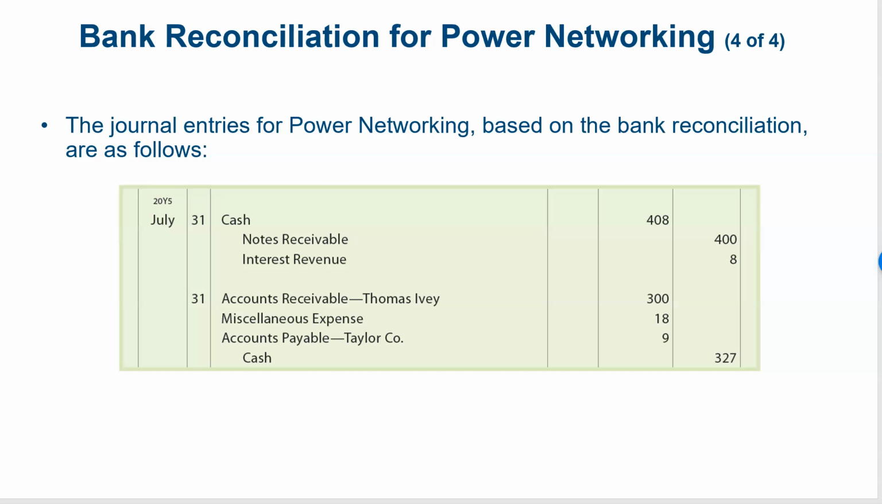All right, so these are the journal entries. We need to increase cash for the notes receivable and the interest revenue. And then we need to decrease cash for the non-sufficient fund that was returned, a miscellaneous expense, and an accounts payable that we just had an error on. So these journal entries came from, and they will always come from, the book side.